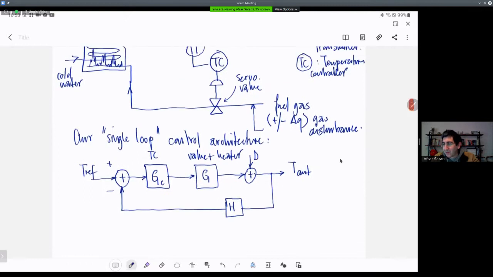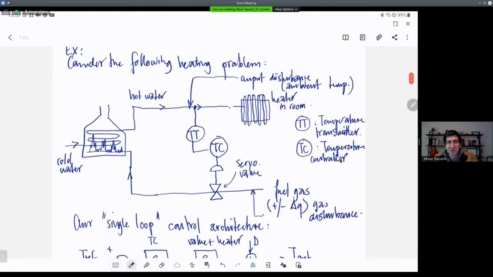But what's the problem with this architecture, especially with this heating problem? What is specific about the heating problem is that it has a very large time constant. Okay, so what's happening is that from the fuel gas, which we control through the valve, to the temperature within the room, there is a lot of time delay. It's not pure time delay, but it's a large time constant.